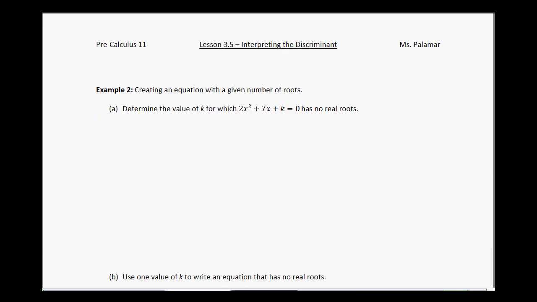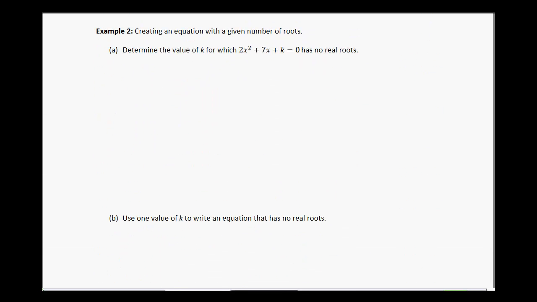Let's look at a different example. Example 2. Creating an equation with a given number of roots. Part A asks us to determine the value of k for which the equation 2x squared plus 7x plus k equals 0 has no real roots. So for no real roots, we want our discriminant b squared minus 4ac to be less than 0, right? So let's plug in the values we are given for a, b, and c and check to see for what value of k this is true.